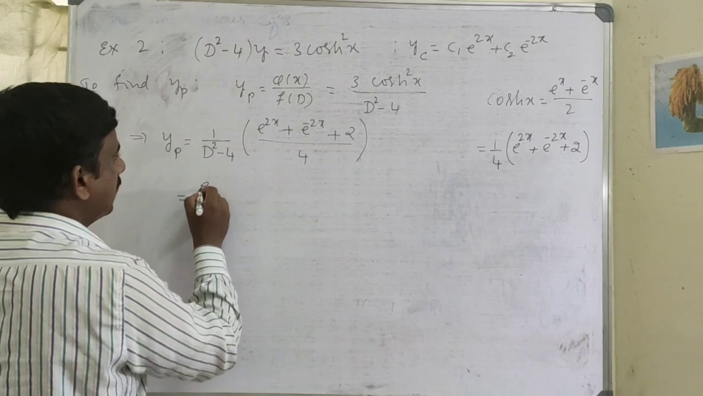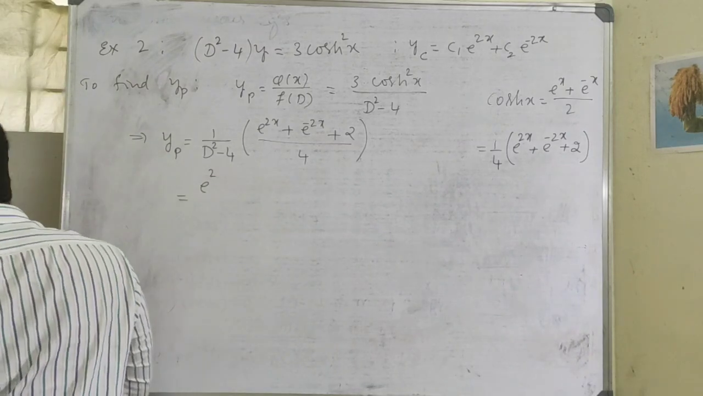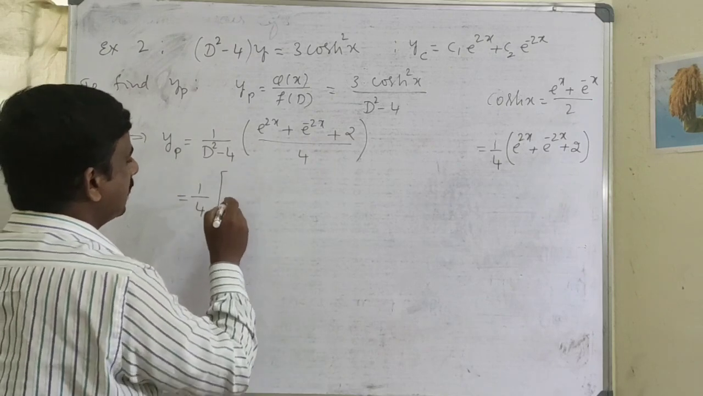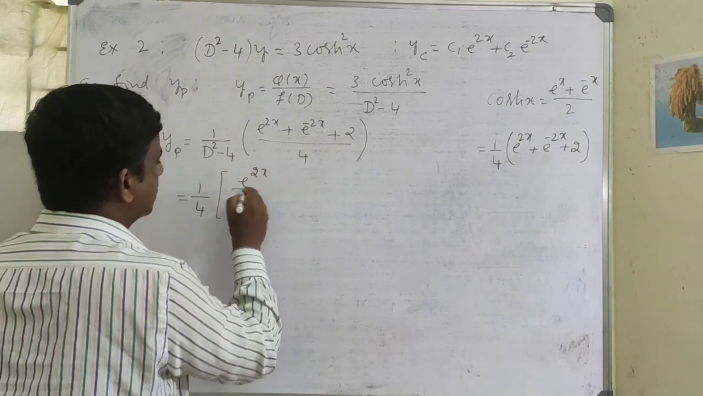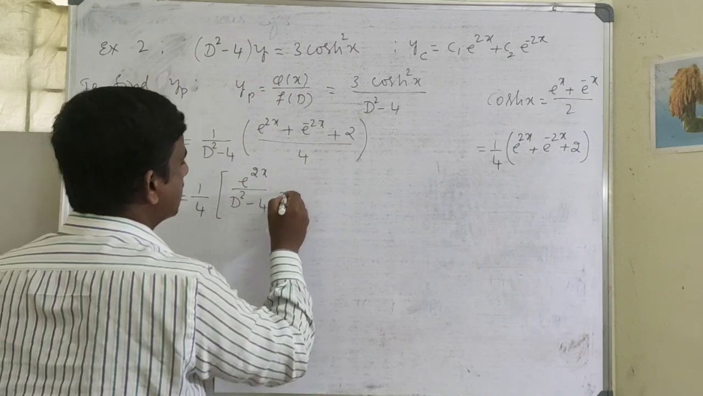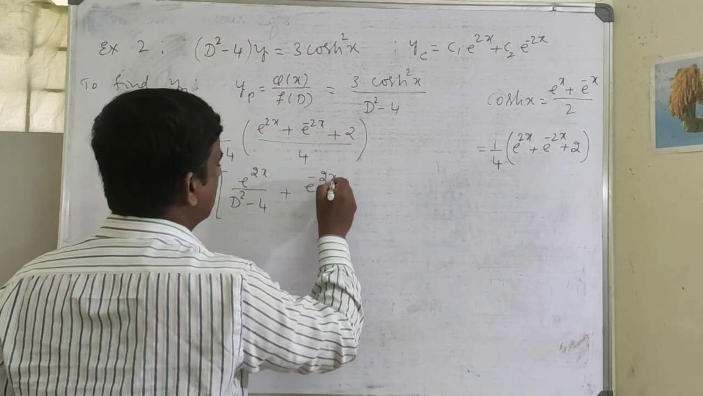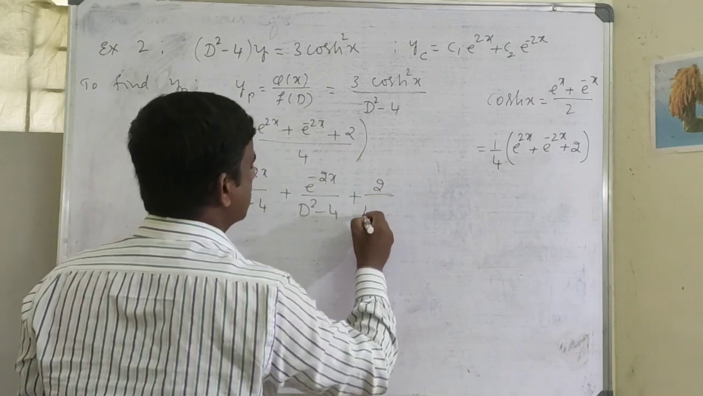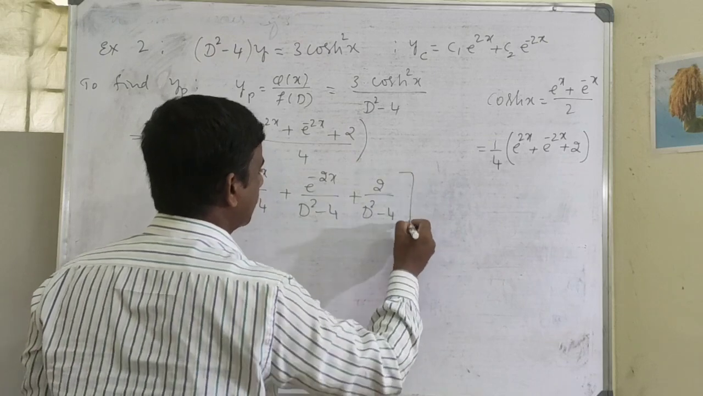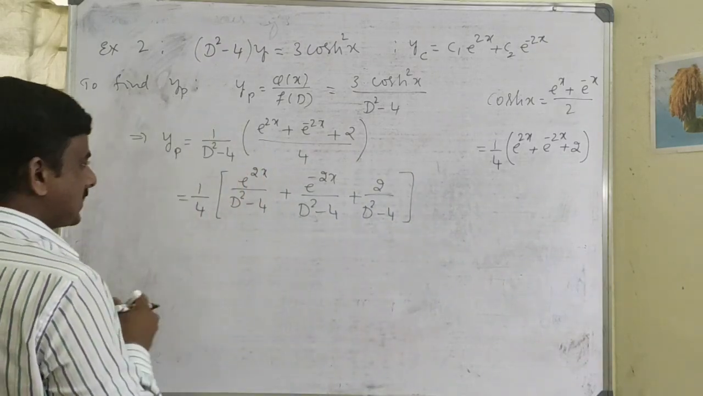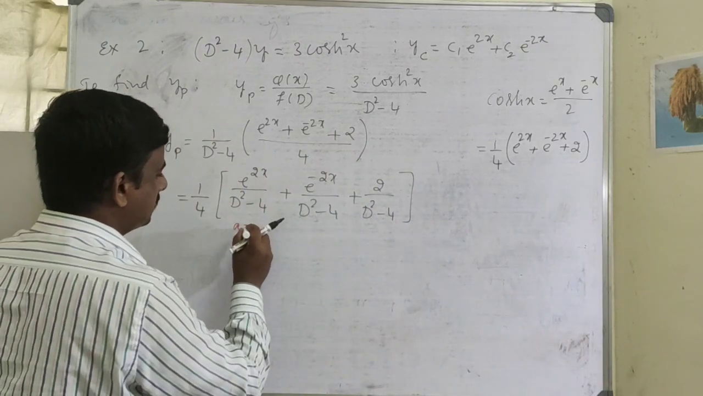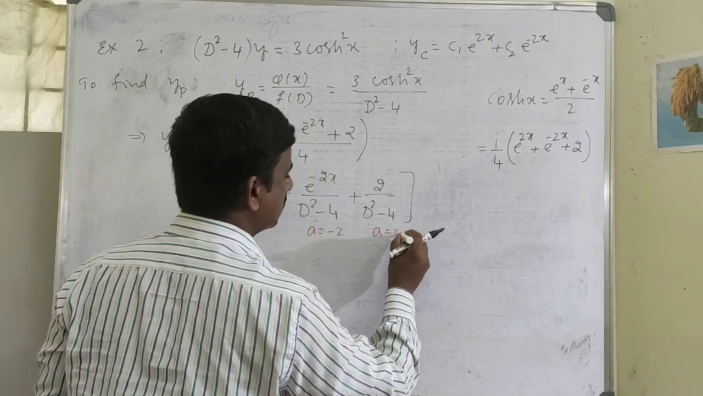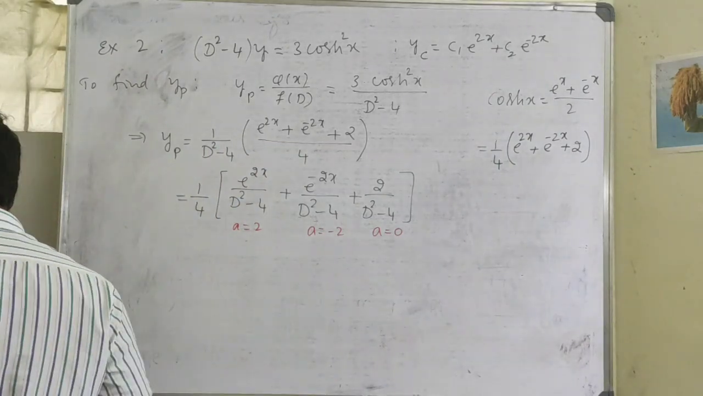Or this will be e power, 1 by 4 I take outside. 1 by 4 times e power 2x divided by D square minus 4 plus e power minus 2x divided by D square minus 4 plus 2 divided by D square minus 4. In the first case a is 2, second case a is minus 2, third case you have a constant, so you can take a equal to 0 because e power 0 is 1.